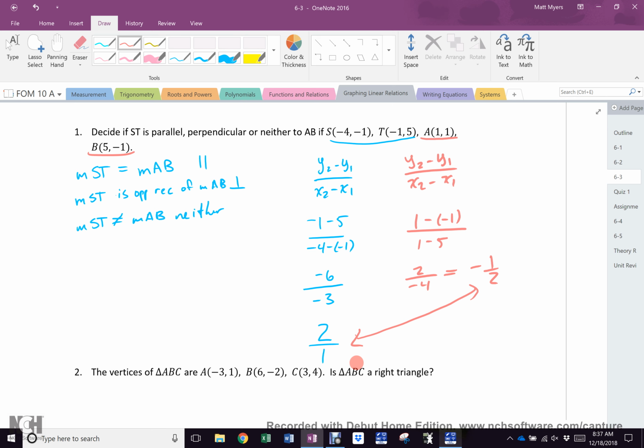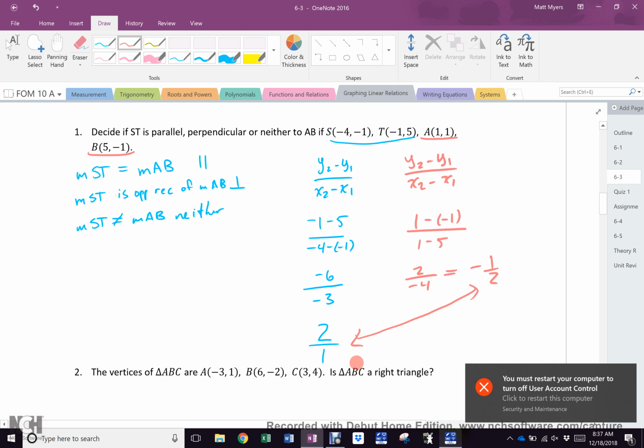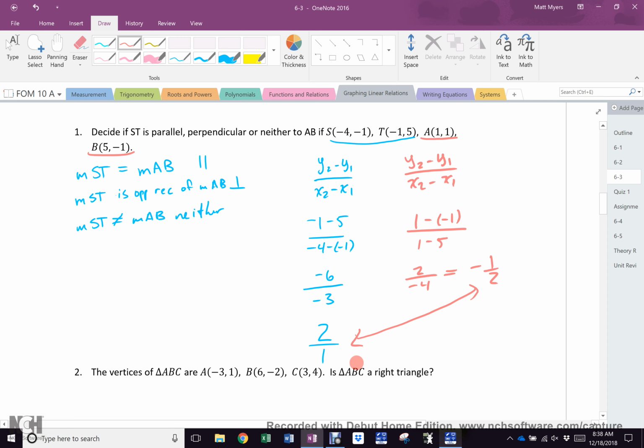All you are doing is once again finding slope. How important is slope? Very. If you cannot find slope in all 7 ways, then you are in trouble for the rest of this year, all of next year, and most of the 12th grade. If you learn nothing from grade 10, learn how to find slope. Okay?